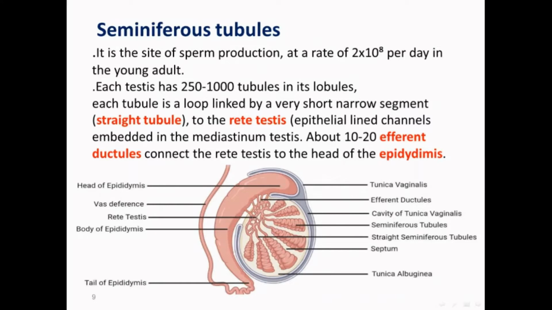which are interconnecting channels with an epithelial lining located within the mediastinum testis. This part is called the mediastinal surface of the mediastinum testis, that contains these ducts called rete testis. The rete testis will connect the seminiferous tubules to the epididymis through the efferent ductules. So, start with the seminiferous tubules, then straight tubules, rete testis, efferent ductules, and then the epididymis.